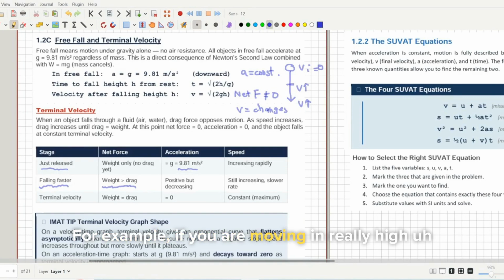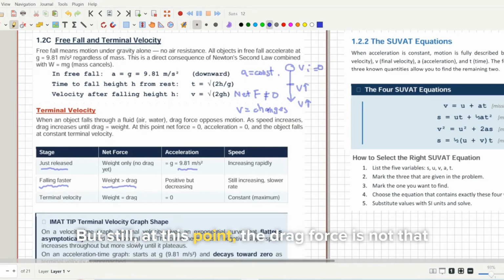For example, if you are moving in a really high amount of air, for example the air is really strong, then you have difficulty walking in strong air, right? And similarly, you have really high difficulty in walking in water. The reason is drag force. Whenever the ball starts increasing its speed, the velocity starts increasing, then the weight starts having drag force.